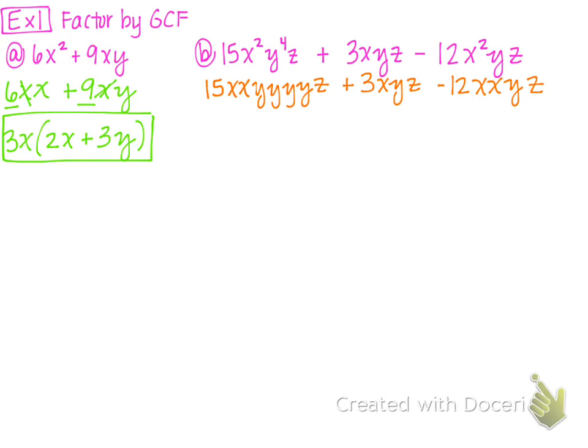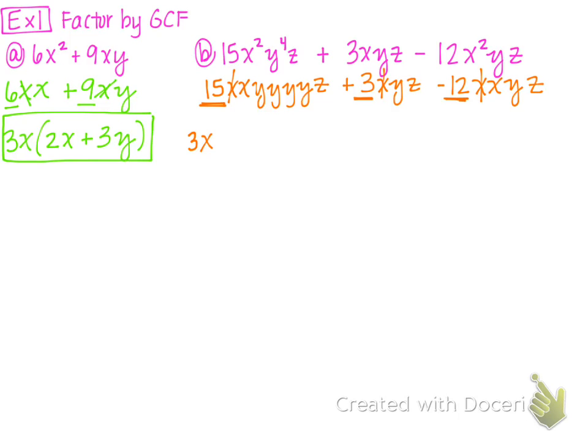Okay, so we've got them listed out, all of our factors. So let's look at our numbers. The largest number that's going to divide 15, 3, and 12 is 3. So we're going to pull 3 out. 3 is going to be part of our GCF. So then let's take a look at the first variable. The number of x's that each term has in common is just 1 x. So I'm going to pull an x out, and I'm going to take it out of our terms. So we're taking that one out, this one out, and this one out.